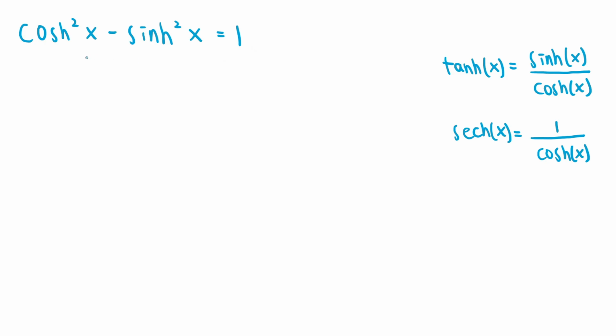So now we can use the identity cosh squared of x minus sinh squared of x equals 1 to prove the other two hyperbolic identities I introduced earlier. I'll start by proving 1 minus tanh squared of x equals sech squared of x.